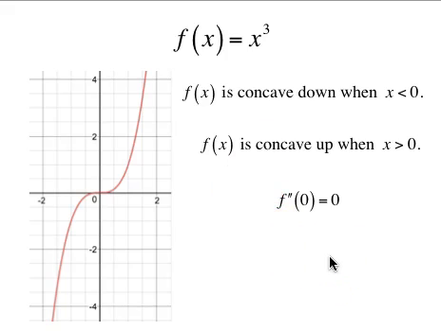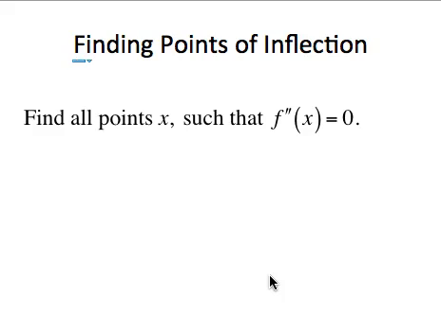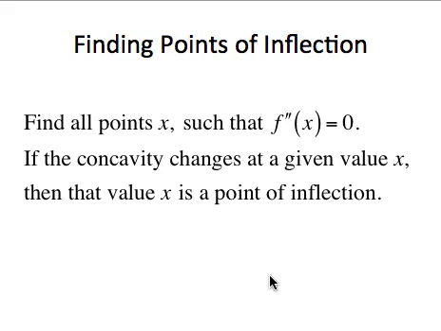Those are the conditions we're going to look for to determine a point of inflection, identifying when the second derivative is 0 and showing that the concavity changes. So in this case, we will conclude there is a point of inflection at x equals 0. So here's our process in general to identify a point of inflection. Find all points such that the second derivative of the function is 0. And then if the concavity changes at that value, then that value is a point of inflection. We'll look at the concavity a little bit to the left of the value. We'll look at the concavity a little bit to the right of the value. If the concavity changes, then we have a point of inflection.